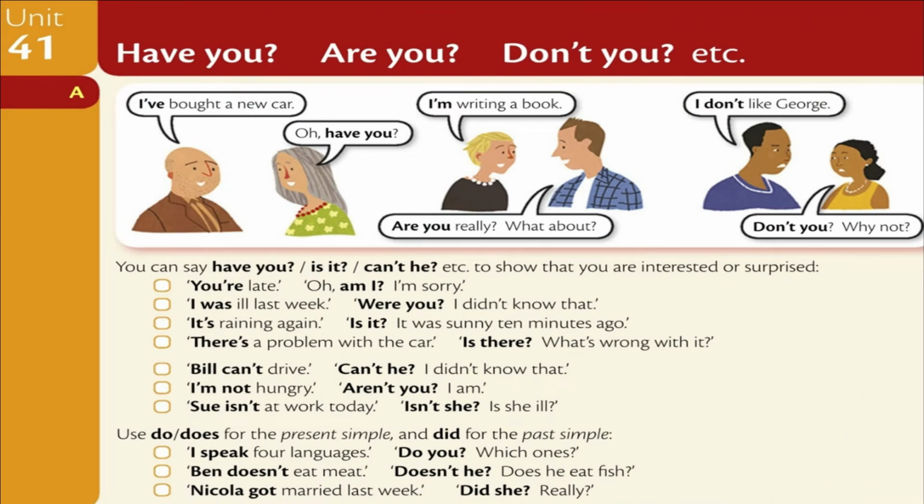Unit number 41. Have you, are you, don't you, etc. Section A. I bought a new car. Oh, have you? I am writing a book. Are you really? What about? I don't like George. Don't you? Why not?